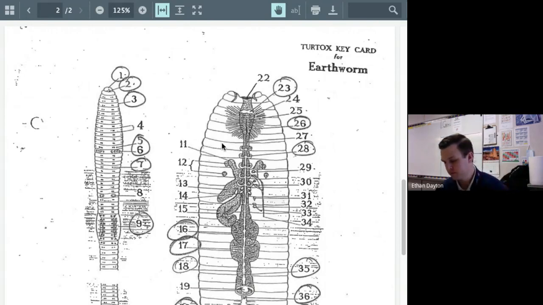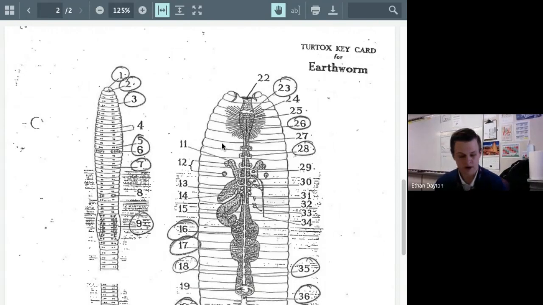Okay, so the oviduct and the vas deferens are the reproductive organs of the earthworm. The earthworm is hermaphroditic, or it's a hermaphrodite, meaning it has both male and female reproductive organs. Okay, so when it comes to the test tomorrow, 5 and 6, their function is reproduction. You can put reproductive organs for 5 and 6. Those are the openings for the reproductive organs.